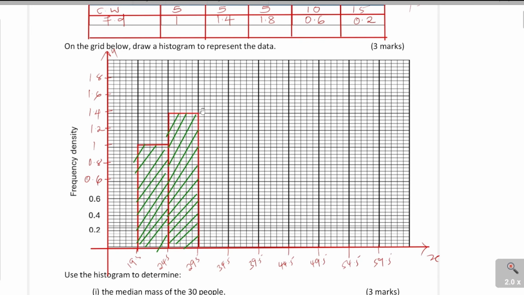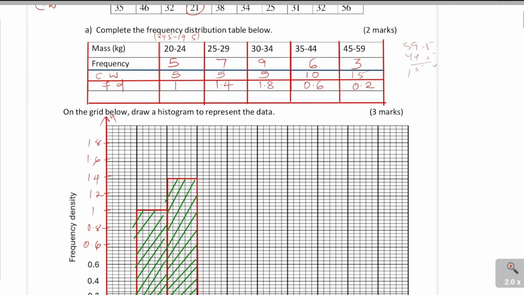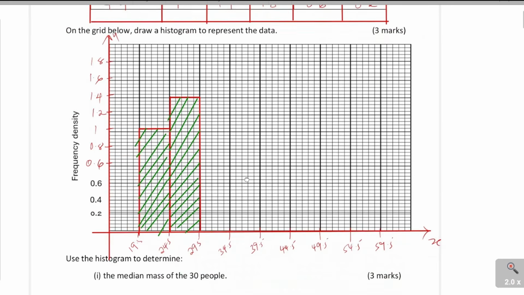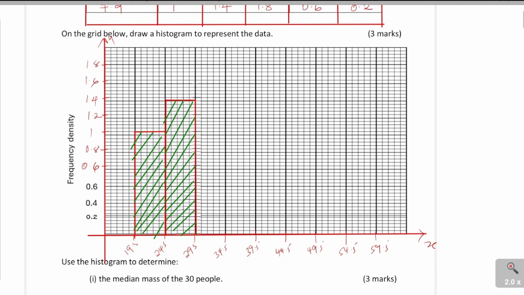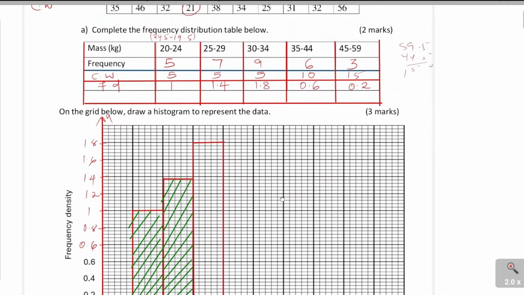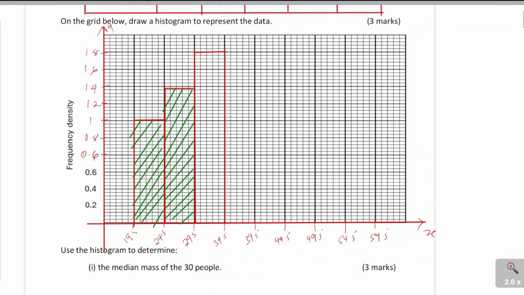The next class, with 1.8, is from 30 to 34. So up to that point, that class begins from 30 to 34.4 and is okay. So we shade the bars as well. There we have the class.